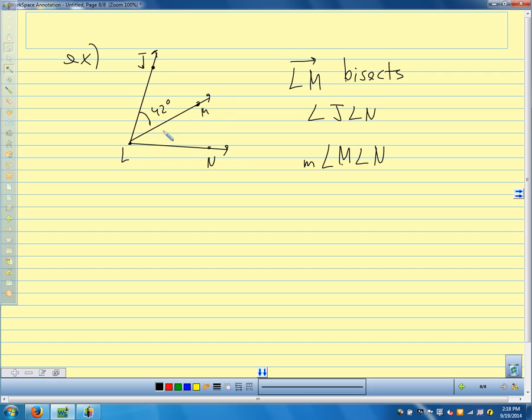What's the measure of this angle? Has to be 42 degrees. Two equal pieces. That's what bisect means. What would be the measure of angle JLN then? 84. Add the two pieces together. So that's an easy example. But angle bisector problems, we add the two pieces and they have to equal the whole thing. Questions?